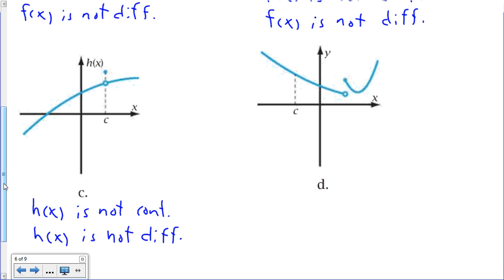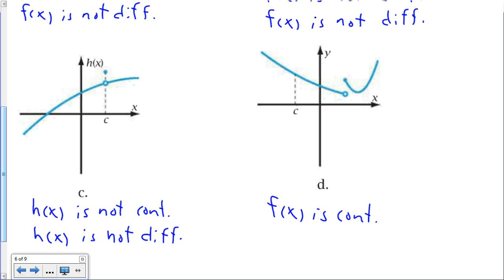And finally, let's look at the last one here. Now, they gave you a little distractor over there at the right in the first quadrant, but notice where C is. C is over here in the second quadrant on our graph. And there we have a function that is simply continuous as it goes from left to right. So f of x is continuous.